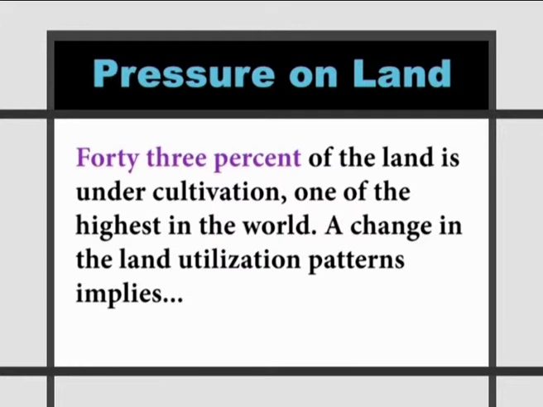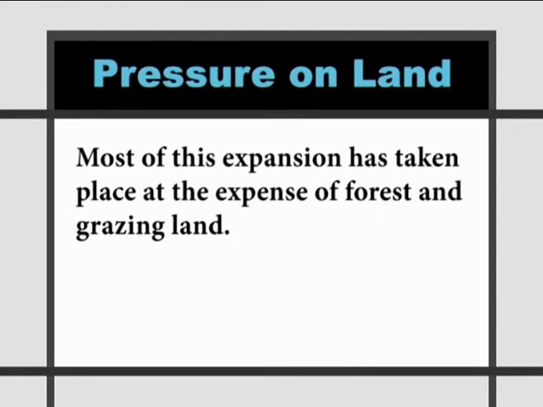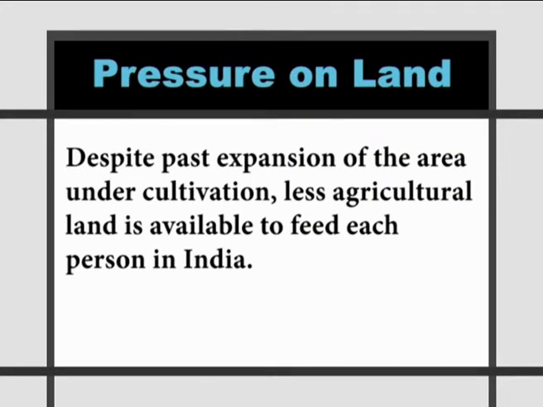A change in the land utilization patterns implies an increase or decrease in the proportion of area under different land uses at a point in 2 or more time periods. Most of this expansion has taken place at the expense of forest and grazing land. Despite past expansion of the area under cultivation, less agricultural land is available to feed each person in India.